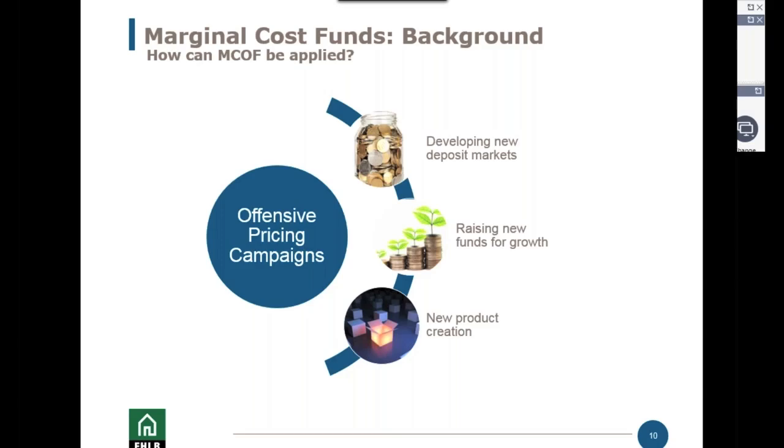Perhaps you're developing new deposit markets. Maybe, hopefully, you're raising new funding for loan growth. Or perhaps you have a new product, a high-rate checking account, or some other type of new product that you're going to bring to market. You'll want to be offensive when you do that. You will want to price as attractively as you can at the margin to attract the business.